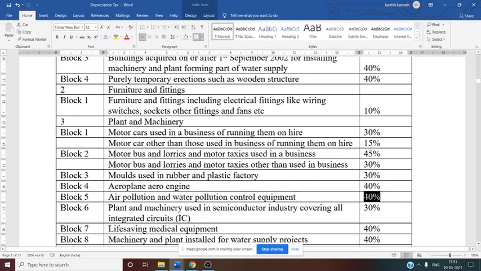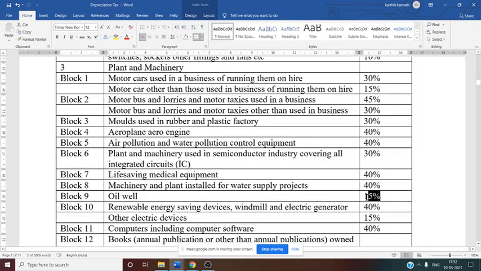Life saving medical equipment, block 7, that is 40%. Then machinery and plant installed in water supply project, that is 40%. Again, these things are not important from the point of view of exam. Oil well, that is 15% block. Renewable energy saving devices, windmills, electric generator, that is 40%. So all these rates we have to see. Then block 10, that is renewable energy. Then other electric device, that is 15%.